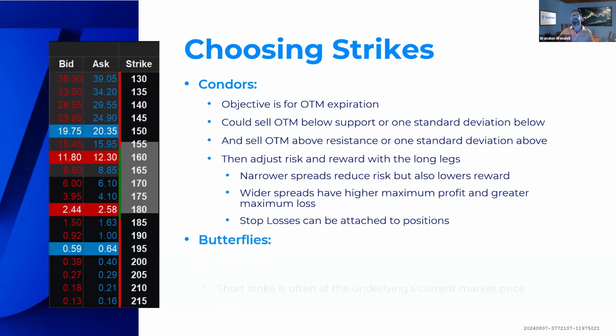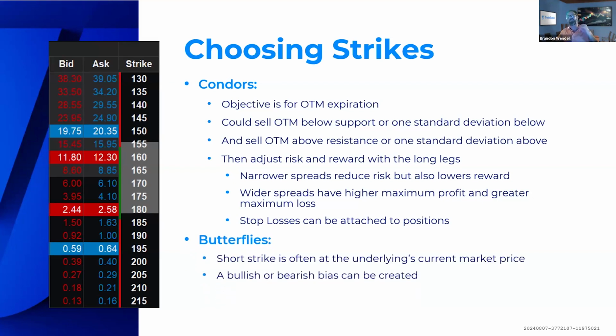With the butterflies, you will often have to close out the position. You will have a slight bullish or bearish bias based on that delta that you choose and the strikes you choose, and you will have to close out the position for a profit prior to the expiration. Otherwise, you'll be assigned on one leg or the other because it's unlikely the prices are going to be right at your short strike at expiration.